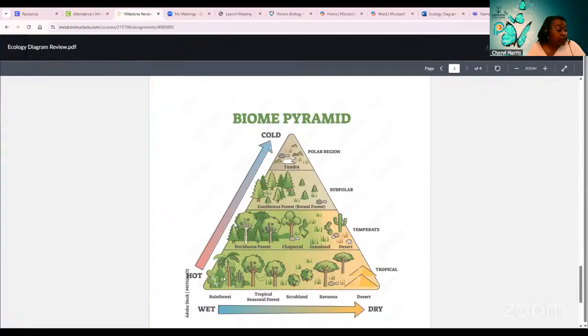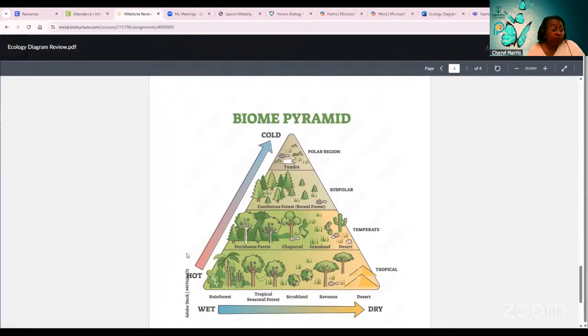So I can describe, if you saw a picture like this, you could say the rainforest is wet and it's hot. I can go over to the tropical forest. It is also hot, but it's not as wet as a rainforest. And as I get over to the end of the arrow, it says dry. So it's still on the hot end.